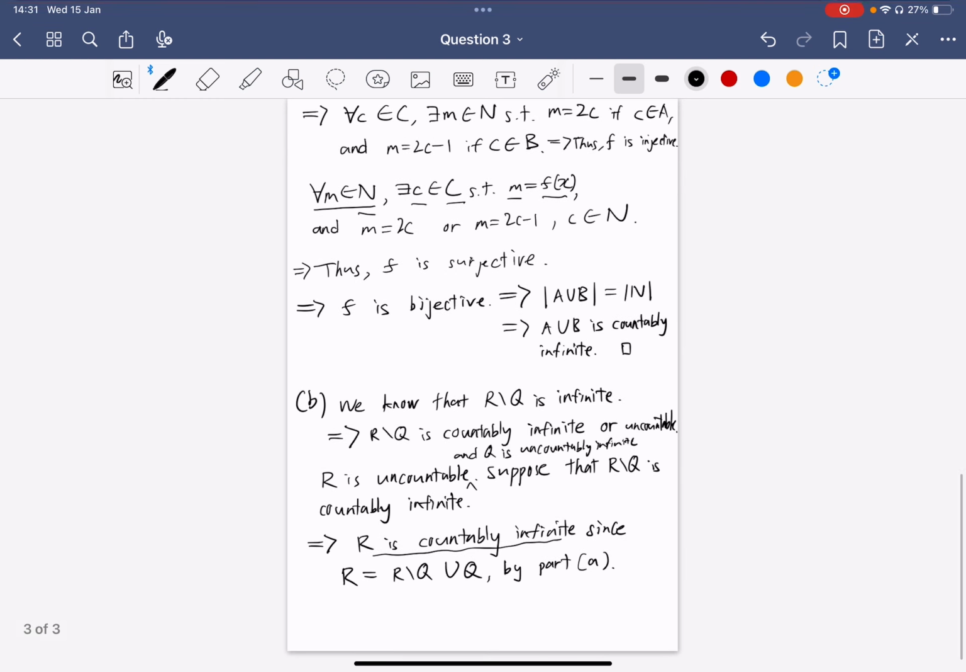Thus, if we know for sure that Q is countably infinite, then R minus Q cannot be countably infinite, because if it were, then R would be countably infinite. But we know R is uncountable. So that means one of either Q or R minus Q is uncountable. But we know Q is countably infinite. So then R minus Q must be uncountable.